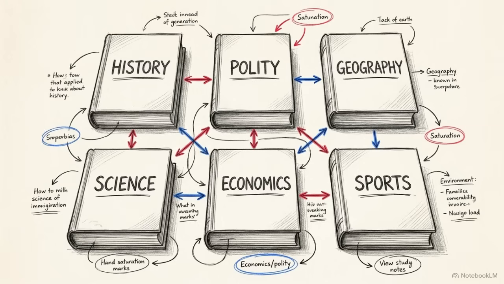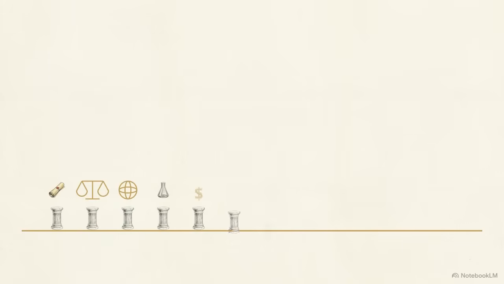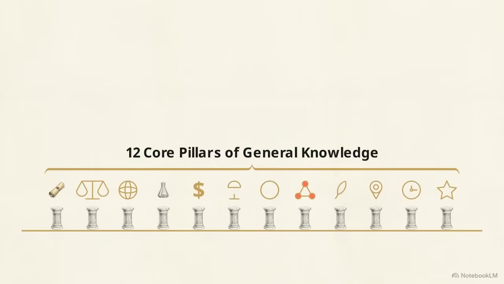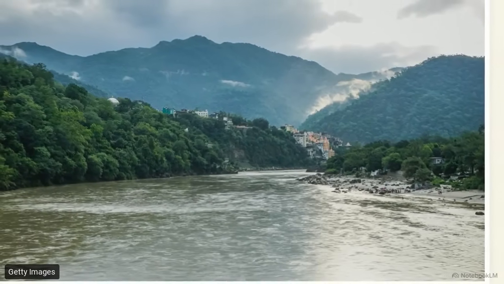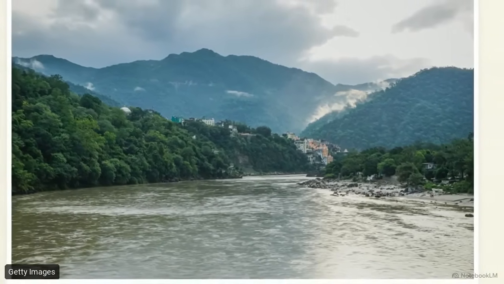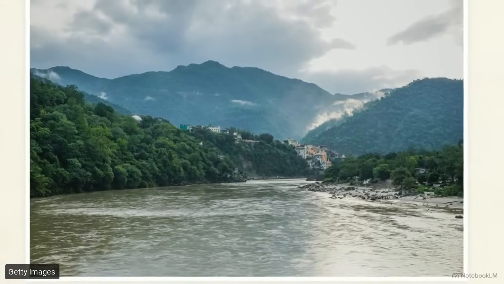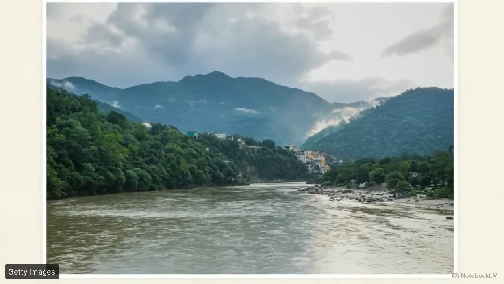This approach works across all major categories of general knowledge. It allows you to organize information across 12 core pillars of study. In geography, you can use it for the specific order of river tributaries, like the Ganga, Brahmaputra, and Yamuna, or for memorizing mountain ranges in their correct physical sequence.